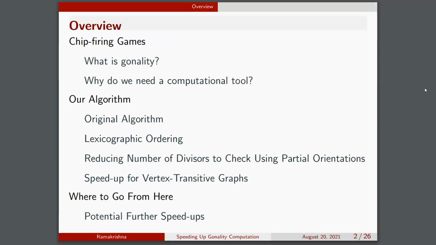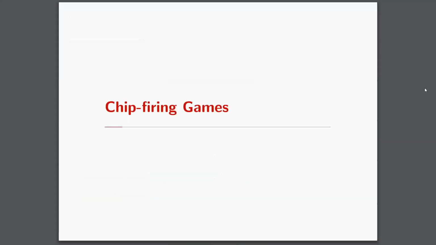We're going to begin with a little bit of background so we understand what exactly gonality is. In order to do that, we need to understand a few definitions, one of those being chip firing games, a game played on a graph. Then we're going to talk a little bit about why we even need a computational tool for this, then get into the meat of the talk, our algorithm. We're going to briefly discuss the original algorithm in place and then discuss each of the separate speedups we implemented. And finally, we'll end with where we go from here and discuss some potential future speedups for the algorithm.